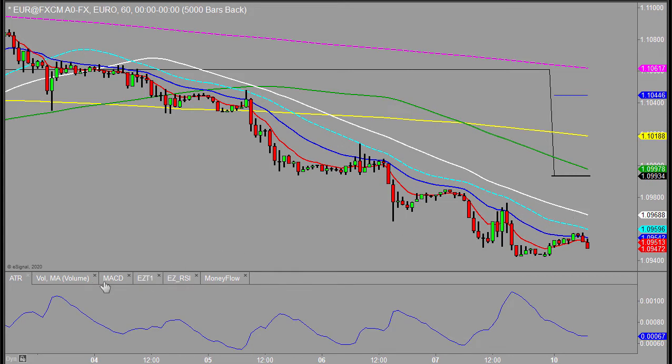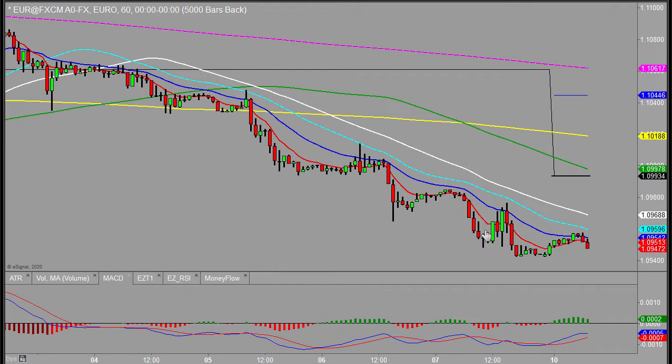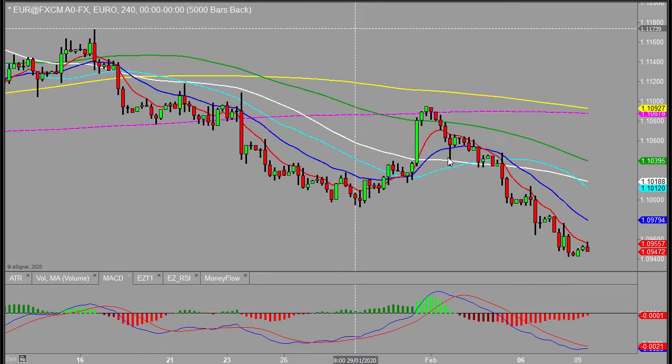Sorry, I've had to change, put MACD back there. There we go. Actually, I'm on a 2 hourly. Sorry, let's just change this to a 4 hourly. That's it. It's all right.